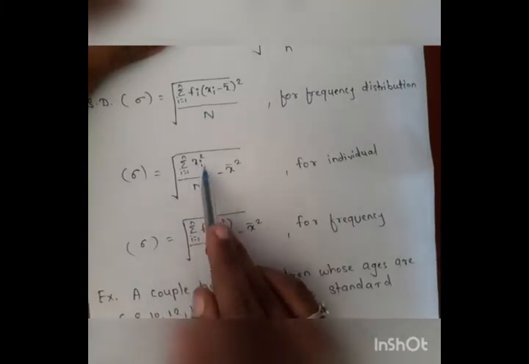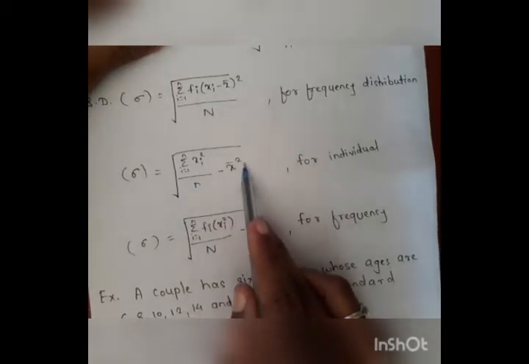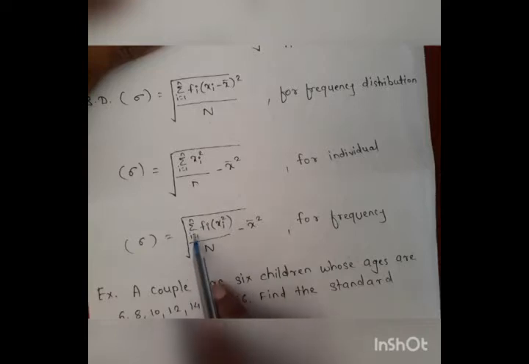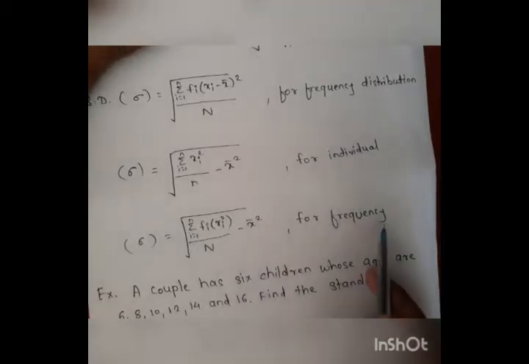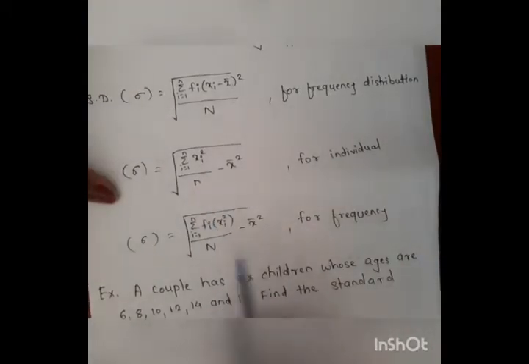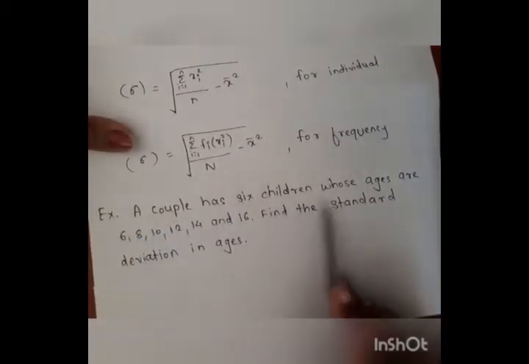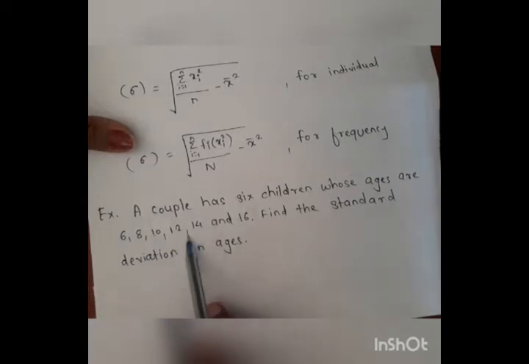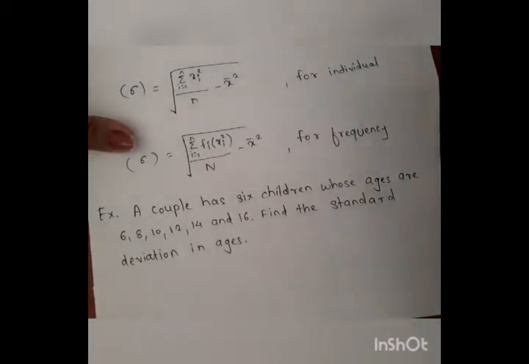And sigma is equal to the square root of summation of xi square upon n, i running from 1 to n, minus x bar square for individual, and sigma is equal to the square root of summation of fi xi square, i running from 1 to n, divided by N, minus x bar square for frequency. These two formulae are used to solve the example. So first example: a couple has 6 children whose ages are 6, 8, 10, 12, 14 and 16. Find the standard deviation in ages.